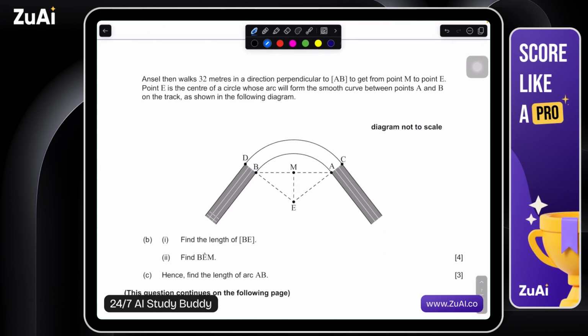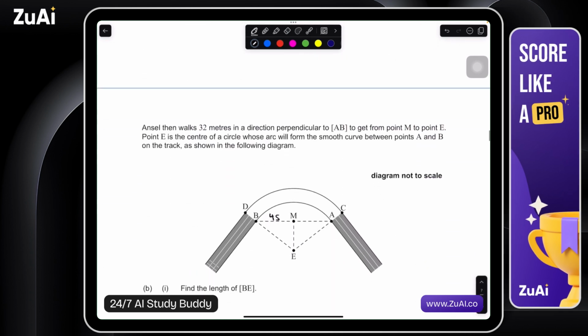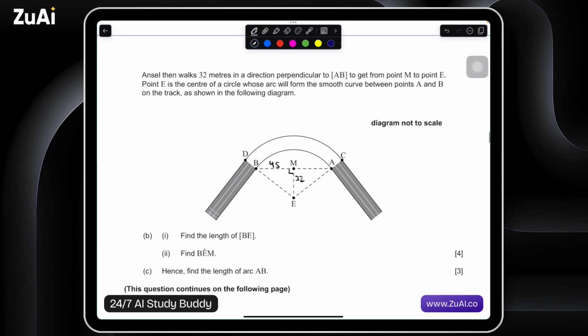Okay, so let's mark that up actually. We found that the distance from B to M was 45, and we were told that he walks a perpendicular distance of 32 meters. So perpendicular will just be a right angle. Alright, so we know this is a right angle, it's perpendicular, and he's walking 32 meters. Now we want to find the length of BE right here, so the line segment BE. Let's go ahead and work that out.